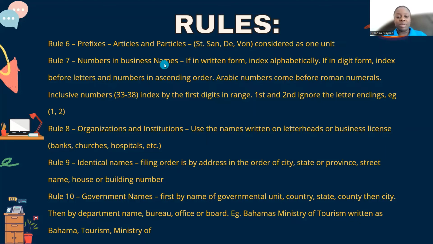When we have numbers in business, if it's in written form, of course, we're going to index it regularly alphabetically. So if they spell it O-N-E, One Police Plaza, then we index it based on the O, not the zero, and we put it in alphabetical order. However, if it was the number 1 and then Police Plaza, we would index that based on the number 1.